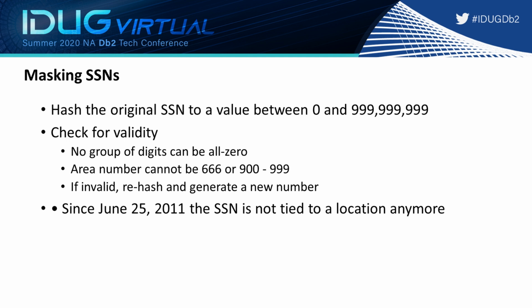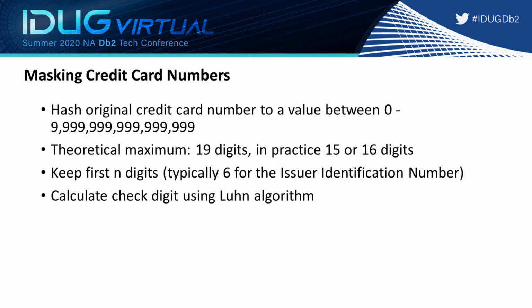The good news is that the social is no longer tied to a location, so we don't have to worry about the area number lining up with the place of birth, for example. Credit card numbers look pretty random, but there are 2 things that we need to take into account.